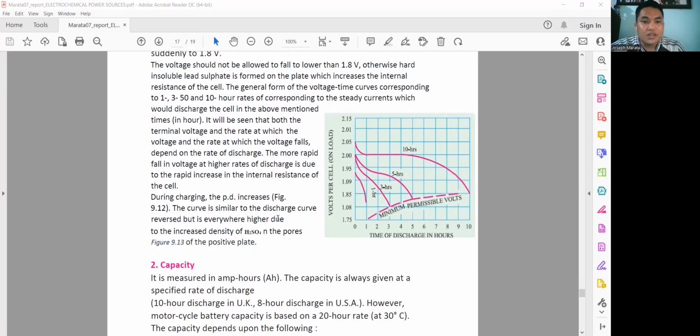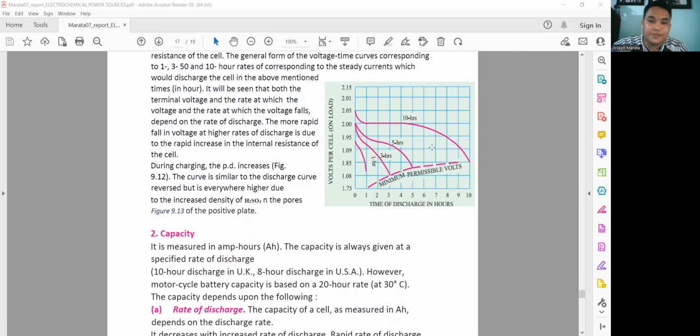The curve is similar to the discharge curve reversed but is everywhere higher due to the increased density of the sulfuric acid in the pores, as is shown in figure 9.13 of the positive plate, this one. This is the time of discharge in hours and this is the voltage per cell on load.